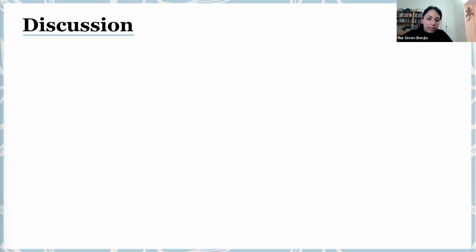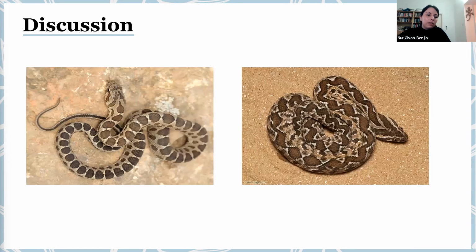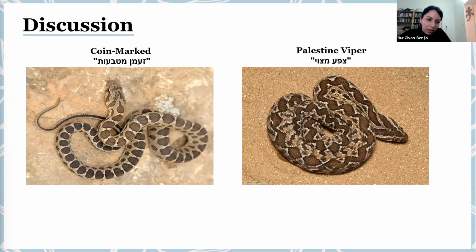For example, in Israel, there are 2 types of highly common snakes: the coin-marked snake and the Palestine viper. These 2 types look very similar in that they both have coins on their body. In the case of the coin-marked snake, however, the coins are separated, while the coins of the Palestine viper are attached. The coin-marked snake is not at all dangerous, while the viper bite can be deadly.